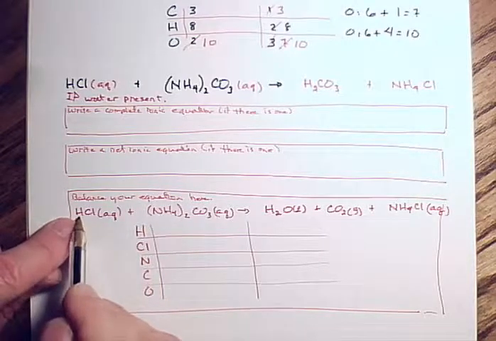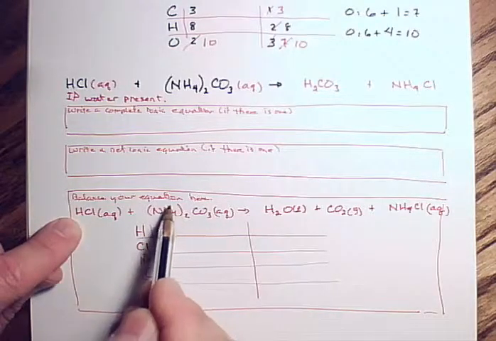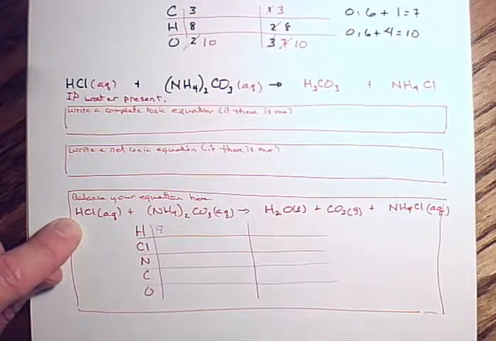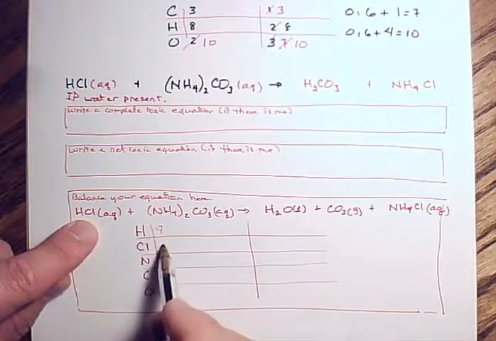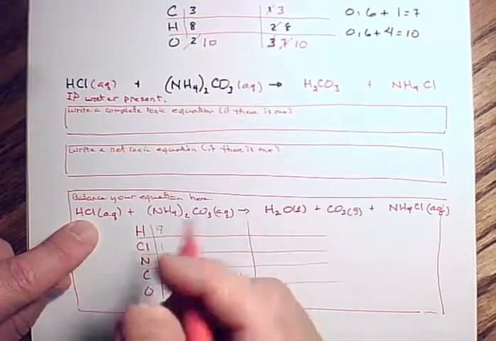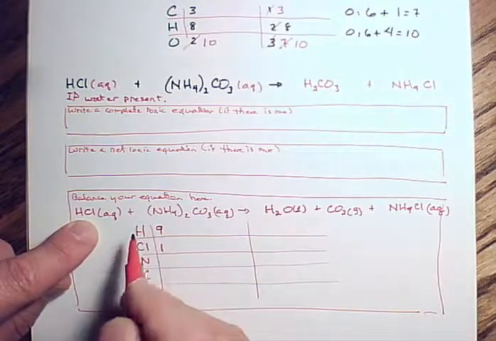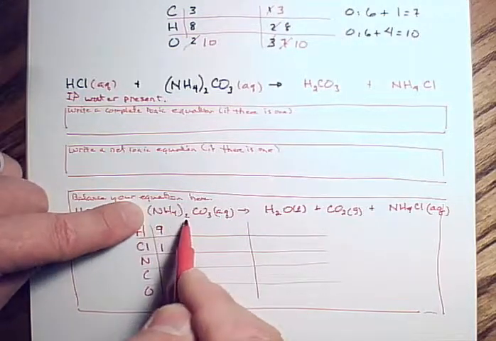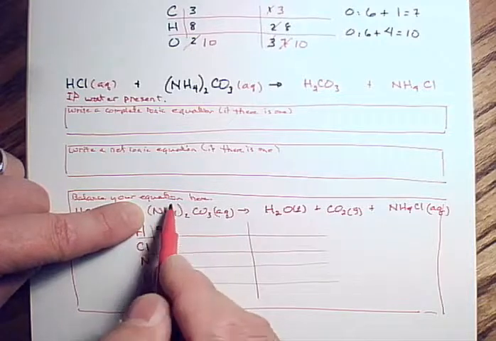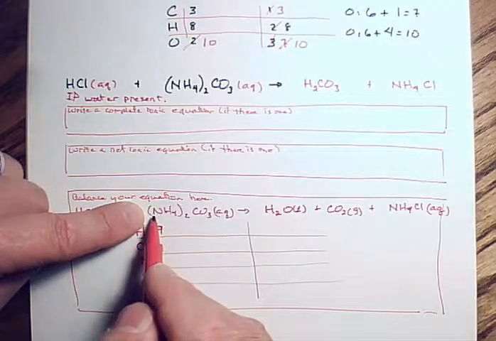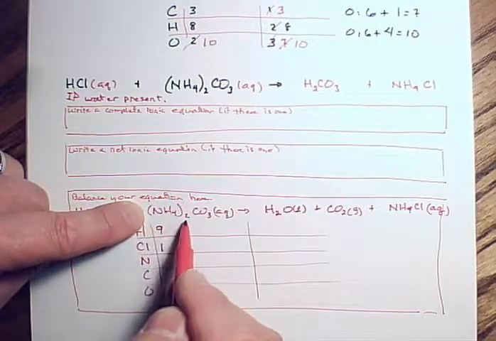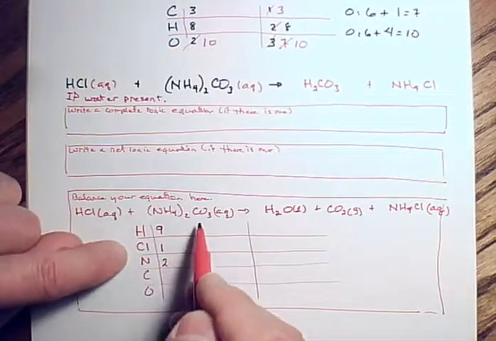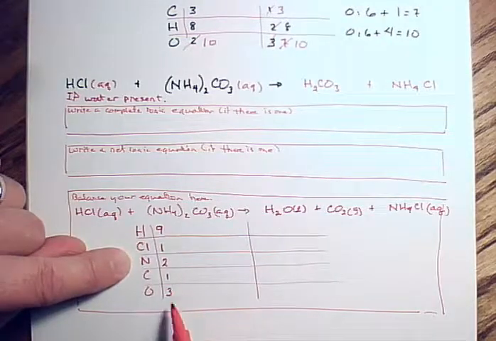So over here, I've got one hydrogen here, plus over here, I've got 8 hydrogens. Okay? So right now, I've got 9 hydrogens. I've got 1 chlorine. Let's see, I've got 2 nitrogens. This parentheses with the 2 outside, that 2 right there means there's 2 of everything inside. So if each ammonium has 1 nitrogen, but I've got 2 ammoniums, then I've got 2 nitrogens. Okay, I've got 1 carbon and 3 oxygens.